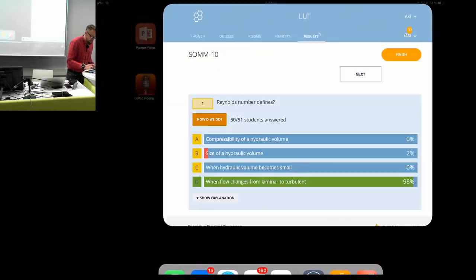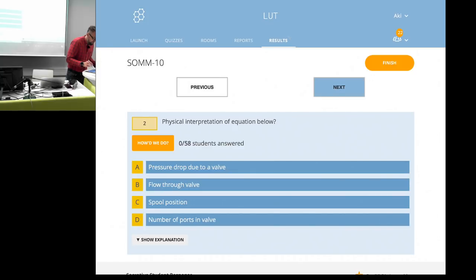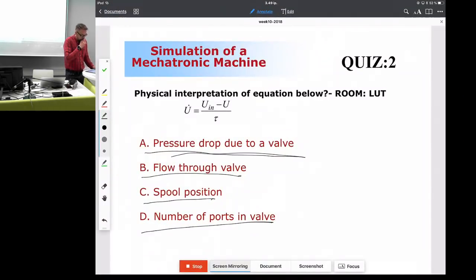Okay, so let me see. Next. Okay, and the success rate will go down all the way to 70%. 70, yes. Sure. Okay. So I'm asking a physical interpretation of this equation, this one here.